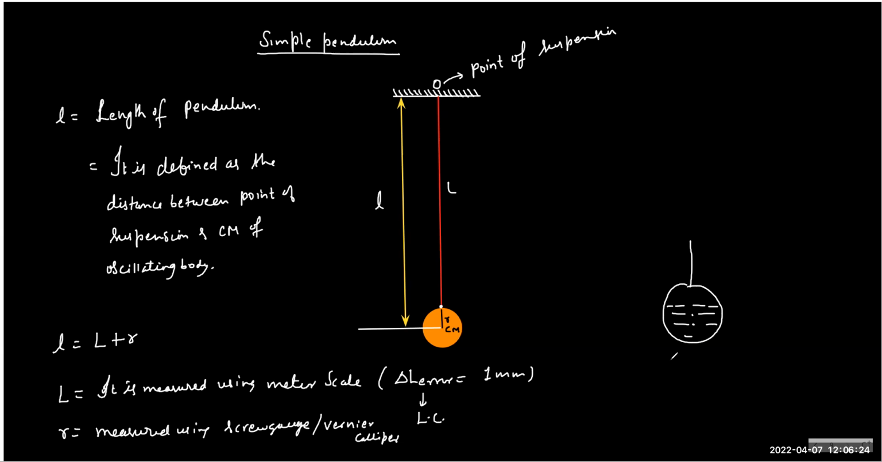Understood? So the small l is a definition, capital L is a geometrical value, and we need to understand these things. They are not the same. Is this clear? Yes. Great.